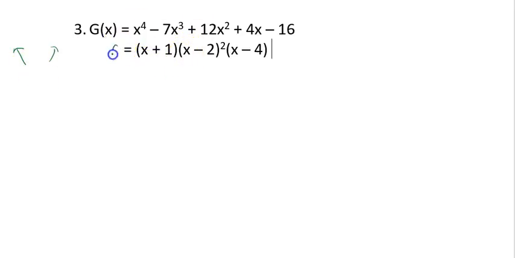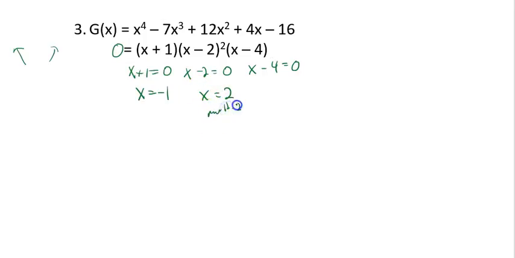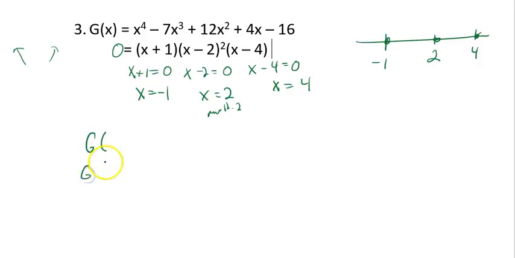Our zeros: if I set this equal to 0, I can get x plus 1 equal to 0, x minus 2 equal to 0, and x minus 4 equal to 0. Notice that since this is squared, this answer will be a multiplicity 2. So x will be -1, +2, which should be multiplicity 2, should bounce off, and x equals 4. So if I'm plotting my number line, -1, +2, and +4 are where I should cross through. And then because of that, I'm going to find g of something in each category.